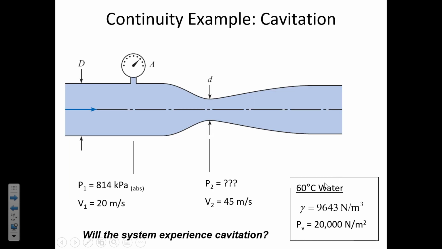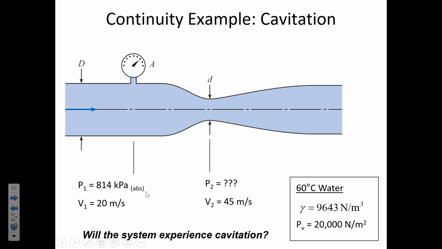So let's do an example where we're going to calculate whether there's a risk of cavitation at this pipe throat. We're applying the Bernoulli equation to find out what the pressure is at 2. And the decision criteria is that when the pressure of the water is less than the vapor pressure, then cavitation can occur. So you'll notice that the pressure at 1 that I've defined here is 814 kilopascals absolute.